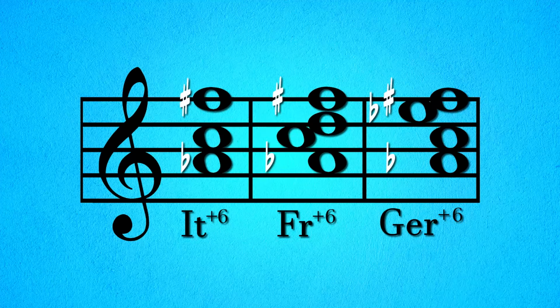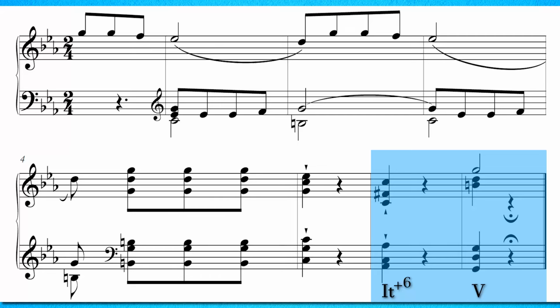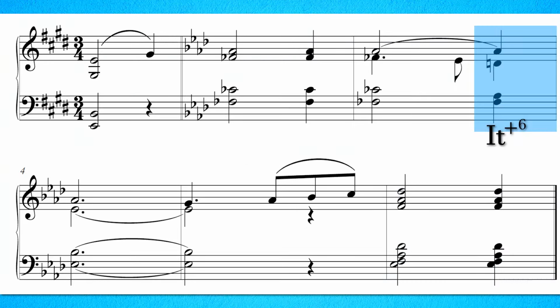Augmented 6th chords comprise harmonies that share the same tendency tones and a strong inclination towards the 5th chord. In 18th century music, augmented 6th chords often precede dominant harmonies in climactic cadences. In later compositions, augmented 6th chords are utilized more freely, appearing before a dominant chord at various points within a piece.